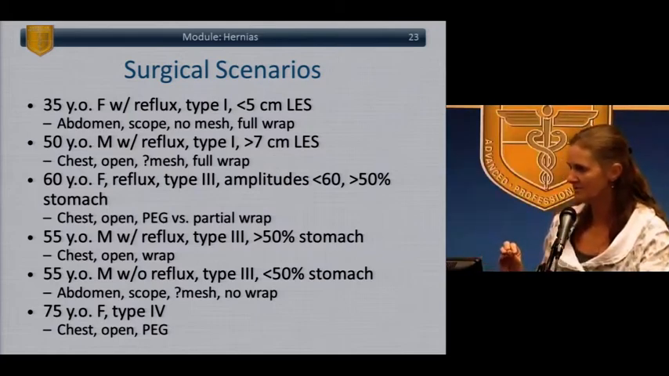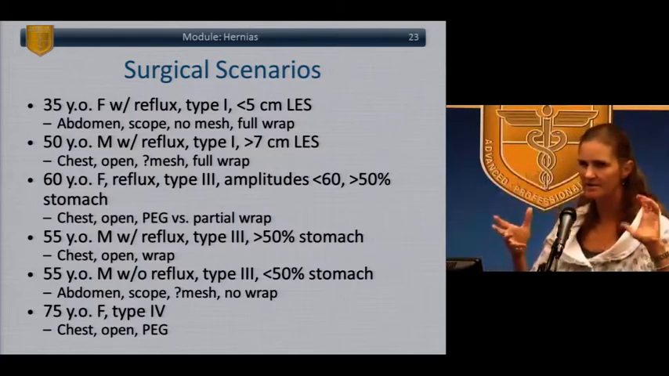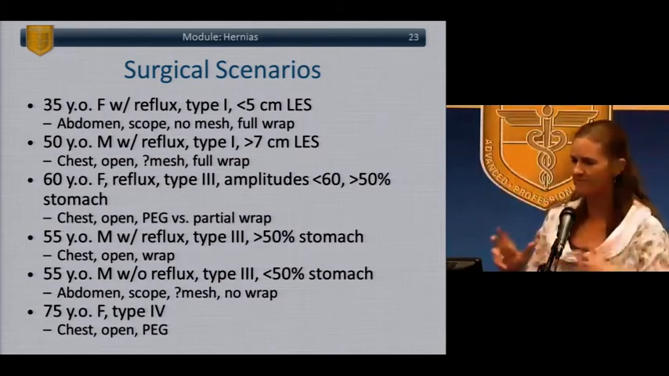You're probably not going to want to do a peg. You think in your head, do they need a peg? No, probably not. Kind of young for a peg, right? Maybe just a partial wrap.